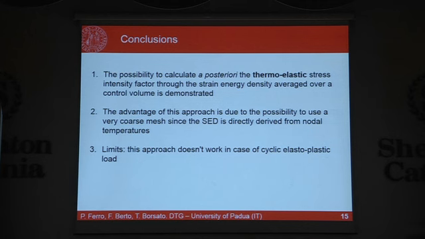This approach doesn't work in the case of cyclic elastoplastic loading because in this case the strain energy density accumulates during the thermomechanical history of the notched component. I conclude my presentation.